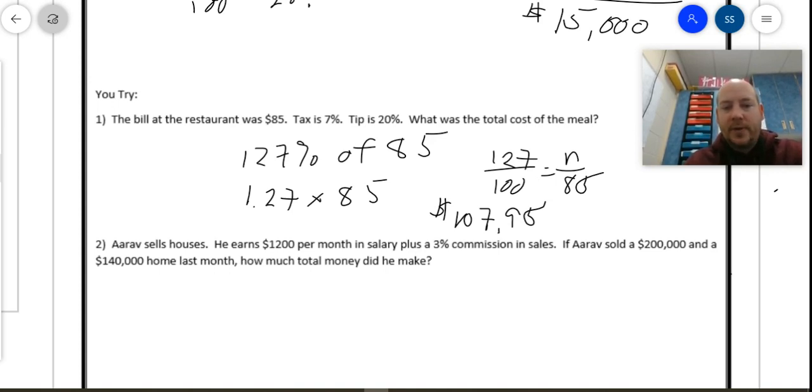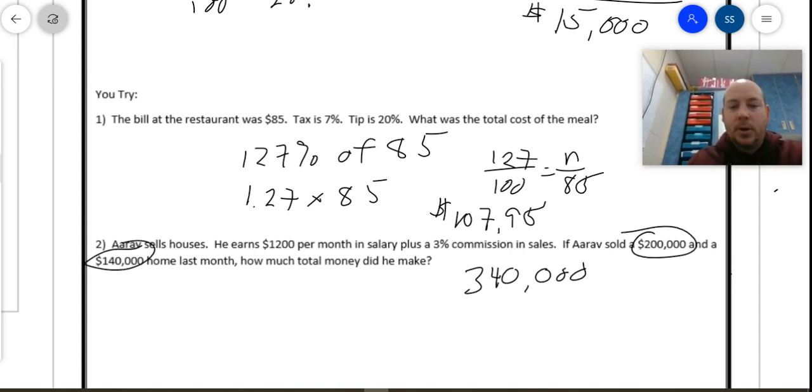A man sells houses. He earns $1,200 per month in salary and a 3% commission. He sold a $200,000 home and a $440,000 home. How much did he make? So in total, he sold $340,000 worth of homes. We just added those two numbers. So that's his total. All right, 3% commission.